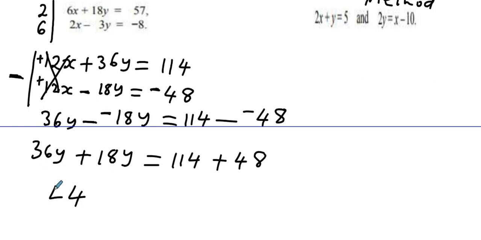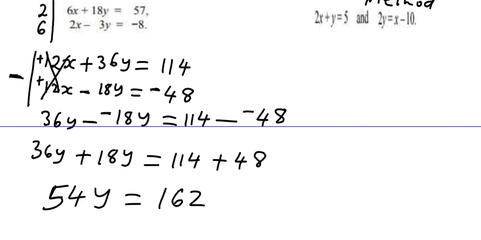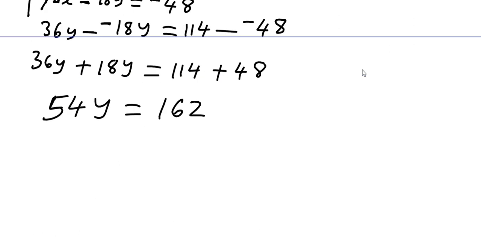This will be 54y equals 162. Can I check that? 114 plus 48 is 162. To get the value of y now, we need to divide by 54 here, divide by 54 here.